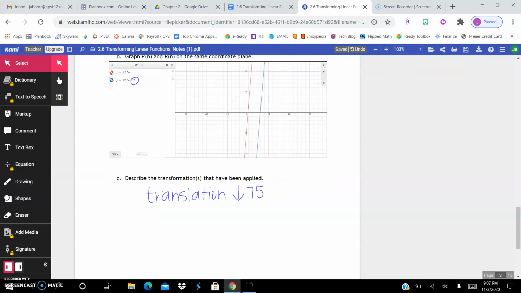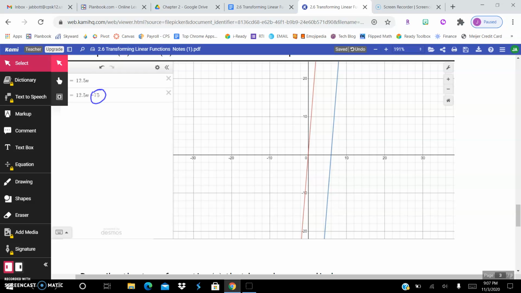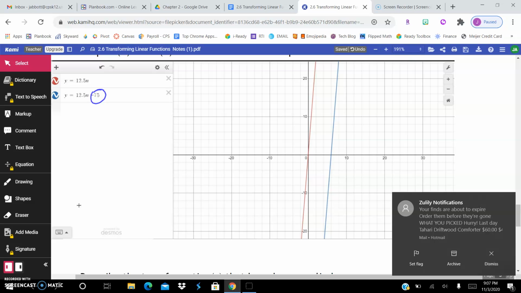So if you picked a point here, let's say this origin point here, and you went down 75, that's where the blue line will cross the y-axis. And I have it zoomed in too far for you to see that, but that red line is really slid down to the blue line, 75 units.